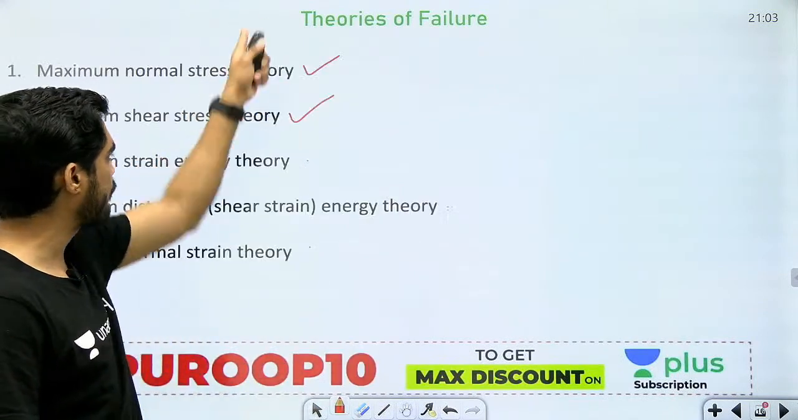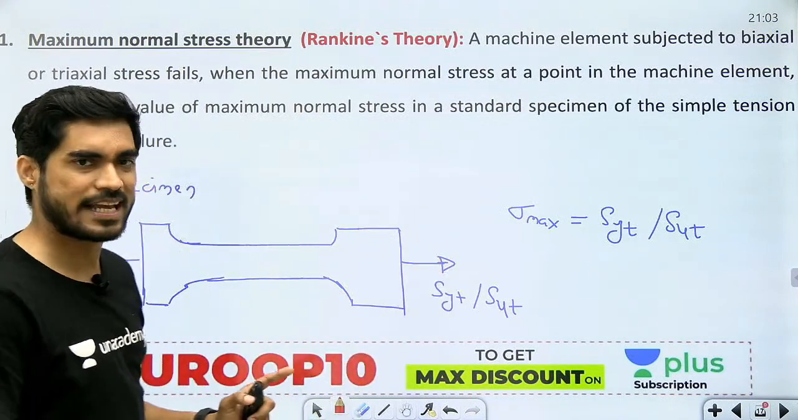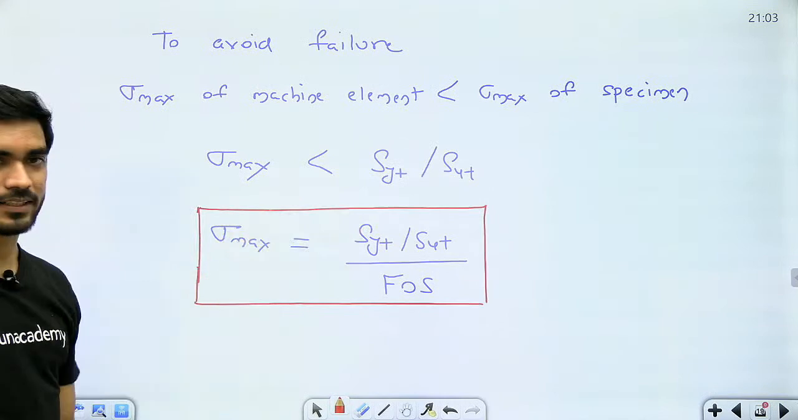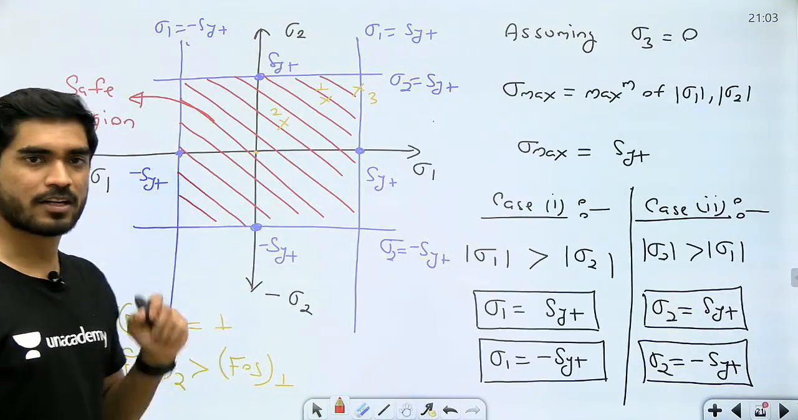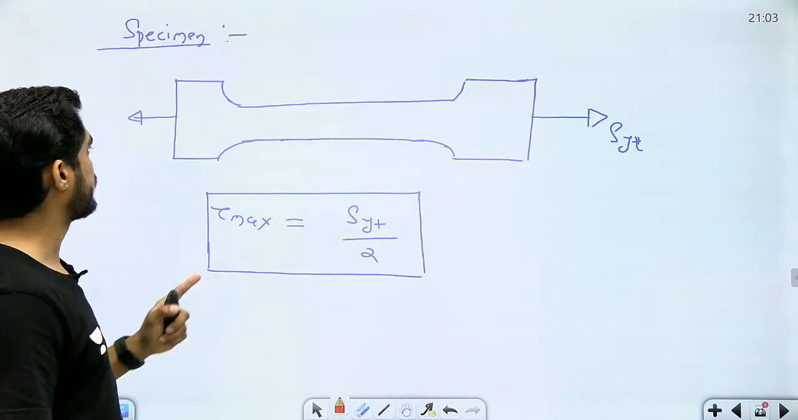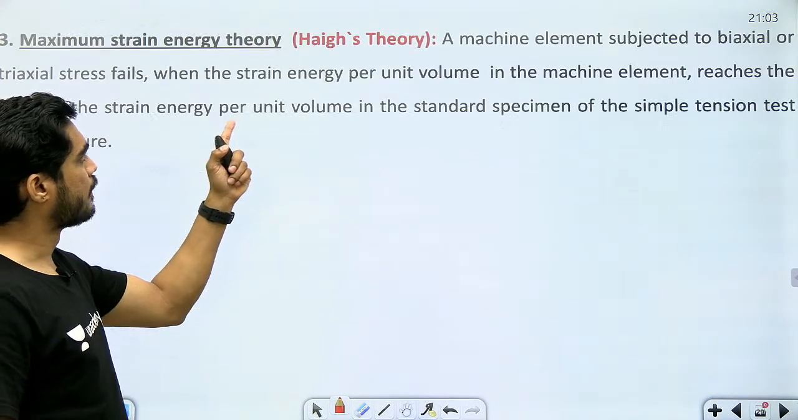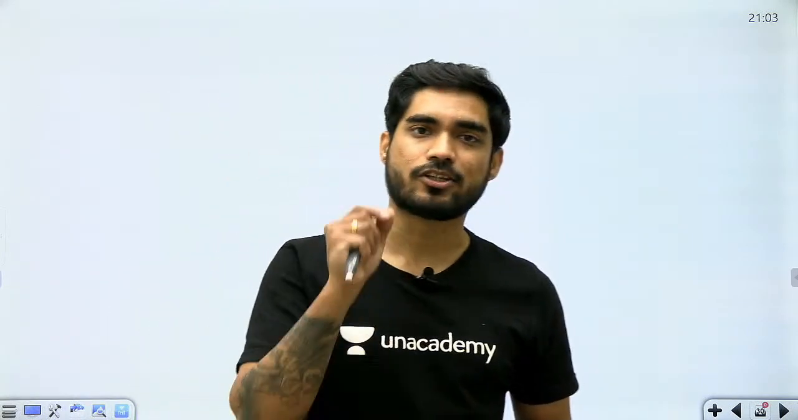Then we saw that there are 5 theories of failure. One by one, we are covering each theory of failure. Each theory of failure will give you a relation between the stress and strength. And for each theory of failure, we are going to get this graph also. Okay. So today we covered 2 theories of failure, maximum normal stress theory and maximum shear stress theory. Tomorrow we are going to cover maximum strain energy theory, maximum distortion energy theory and maximum normal strain theory.